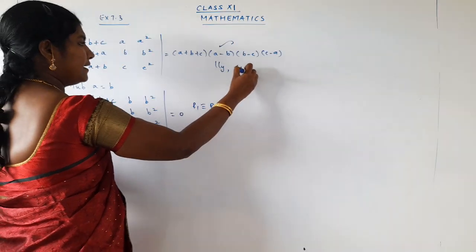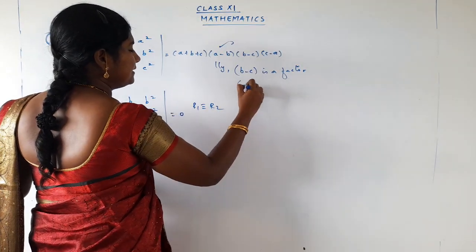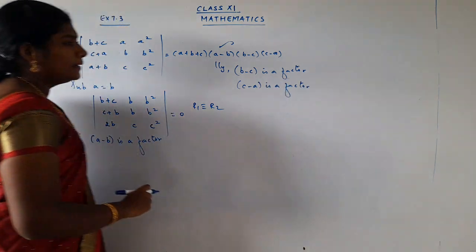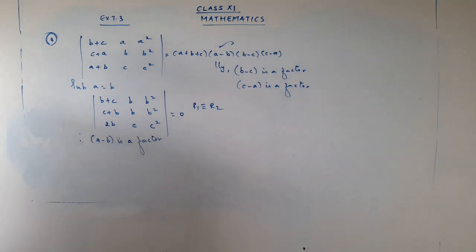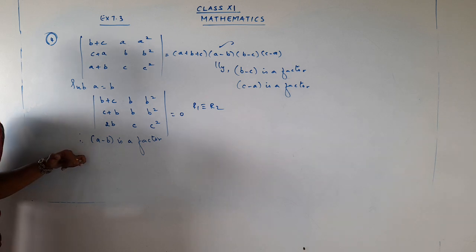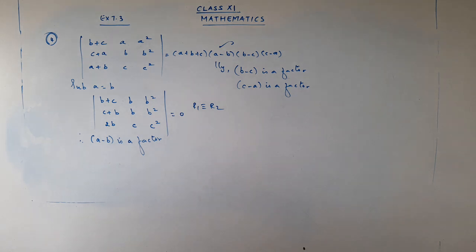Similarly, b minus c is a factor. C minus a is a factor. So we have found all the factors now. So what was the first factor we have found? A minus b. And what is the second one we have found? B minus c. And what is the third one we have found? C minus a.